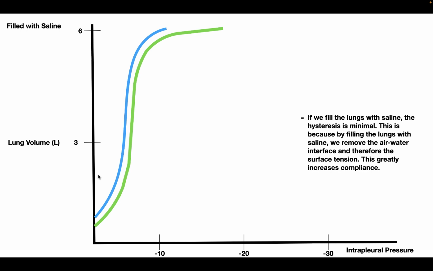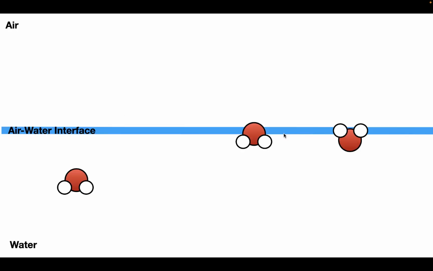So we're going to spend the rest of this video describing what this paragraph means. In order to understand it, you have to understand what the air-water interface is. Let's say you have water, and this water has, of course, a surface. Above the surface you have air, and below the surface you have more water. The surface is also called the air-water interface.